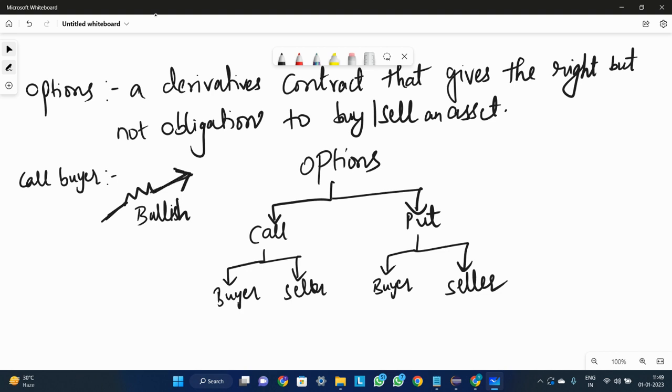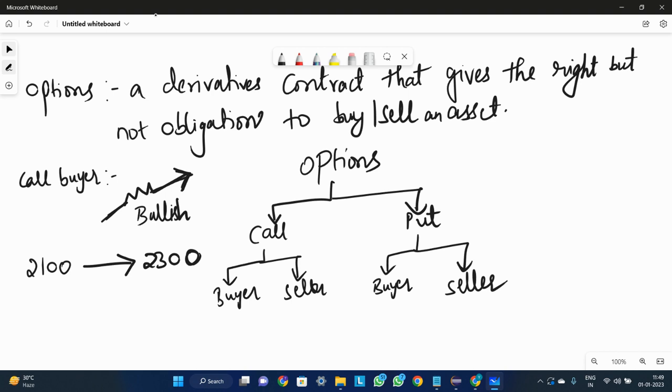So, what is the basic psychology of a call buyer? Basically, suppose Reliance currently trades at 2100. It's not an actual price. I'm just saying it for an example. Now, in the future, you believe that Reliance would be trading at 2300.